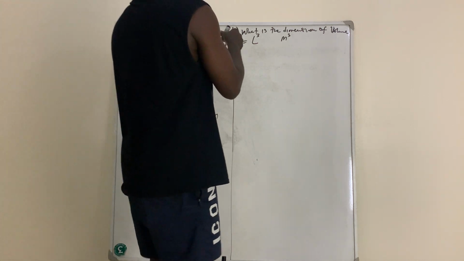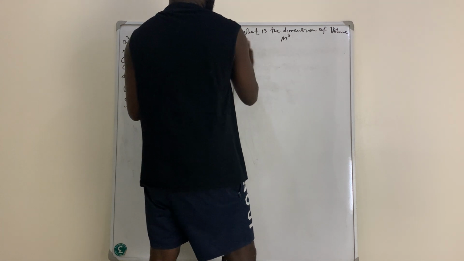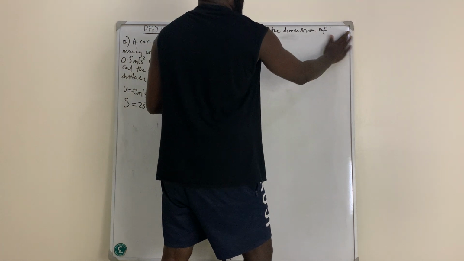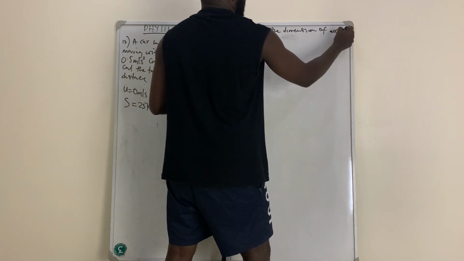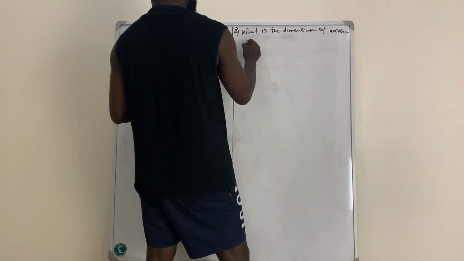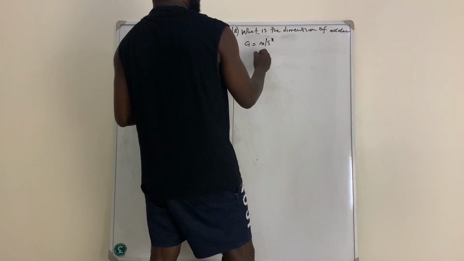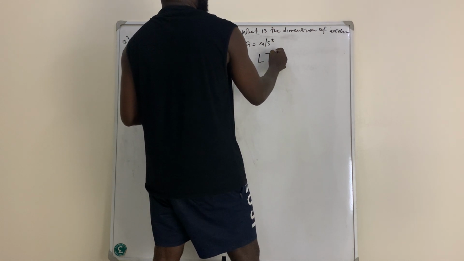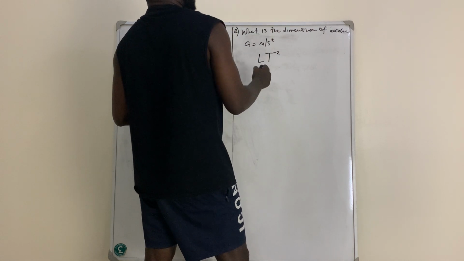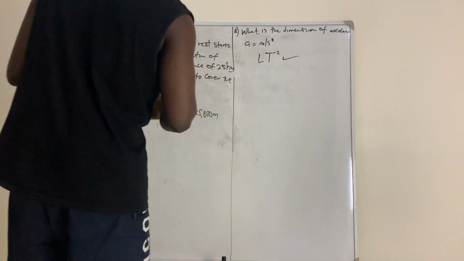Okay, so question number 12 said, what is the dimension of acceleration? Now we know that acceleration is measured in meter per second square. So what gave us meter is length. What gave us second is time. So T raised to power minus 2 because of this pair. So the dimension of acceleration is L T raised to power minus 2.